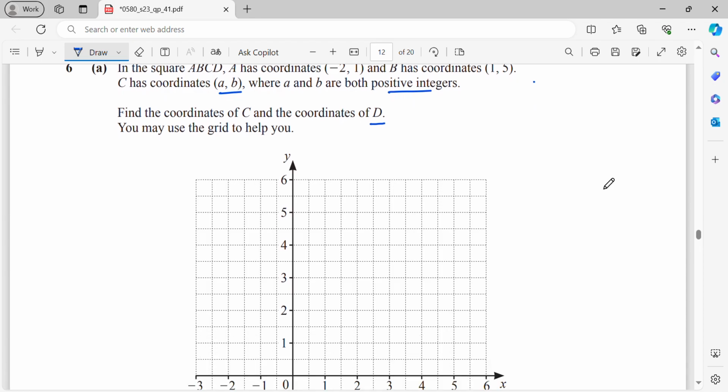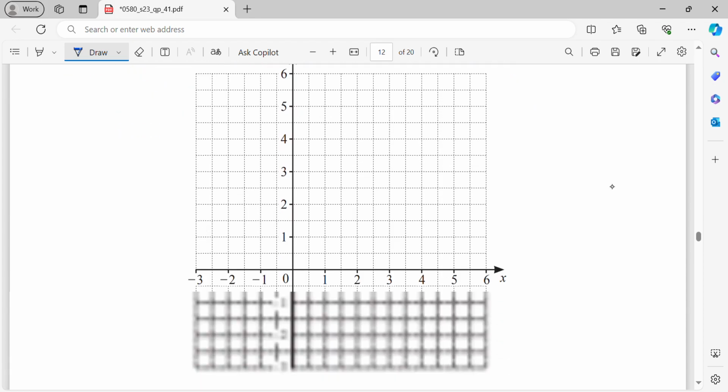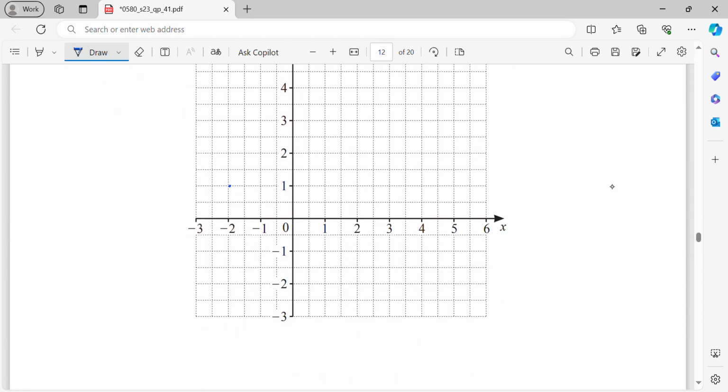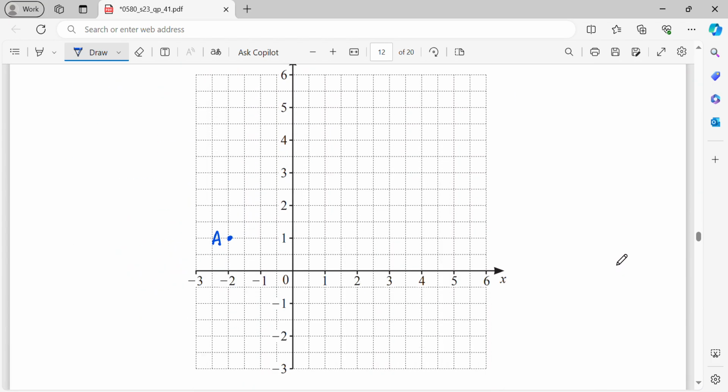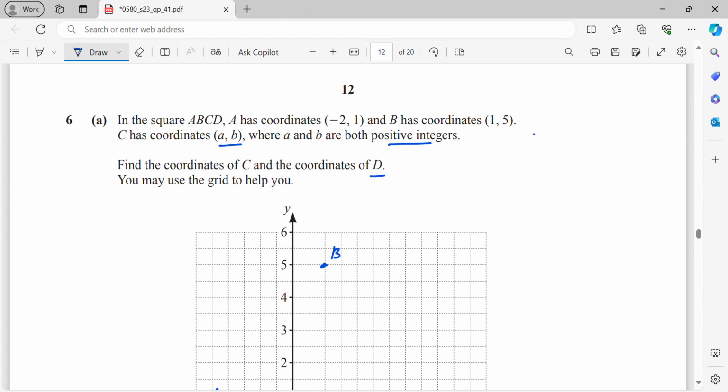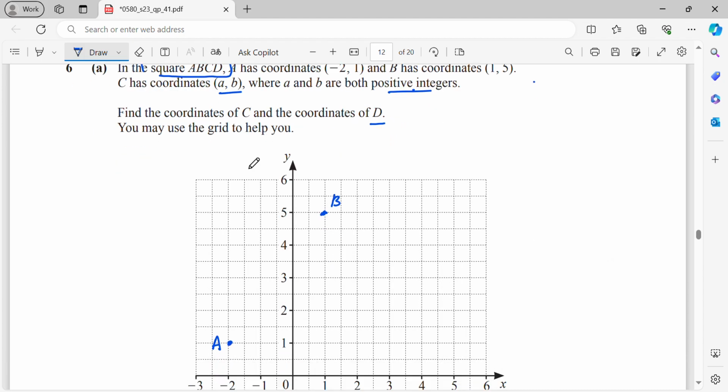Okay, A has minus 2, 1. So minus 2, 1, this is my A. And then B has coordinates 1, 5. This is my B. Okay, and then mention that it is a square. So C has (a, b) and both of them are positive integers. Find C and D.